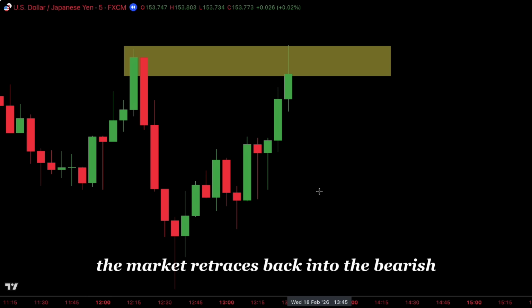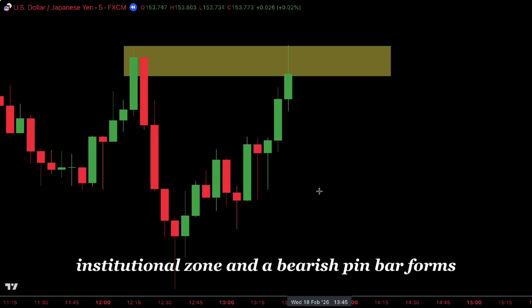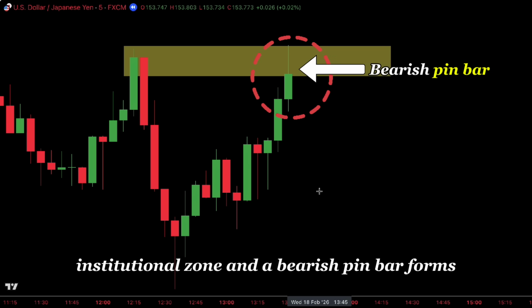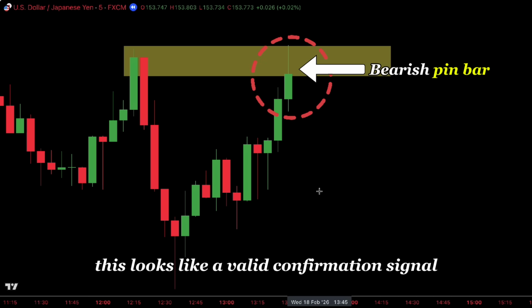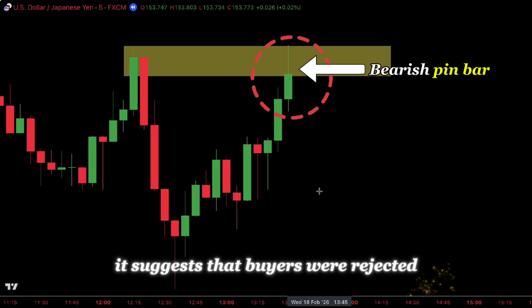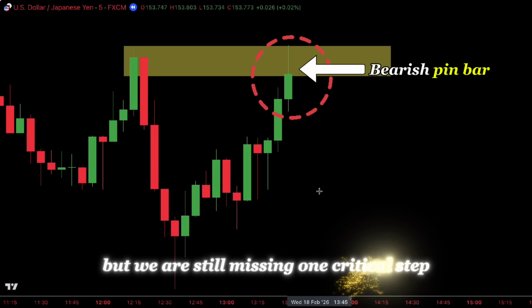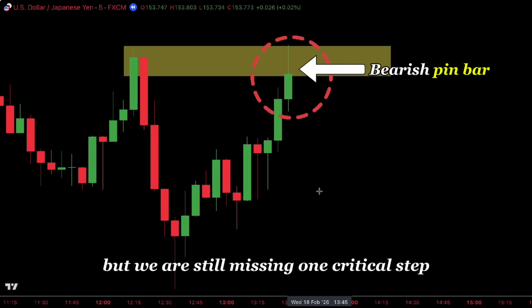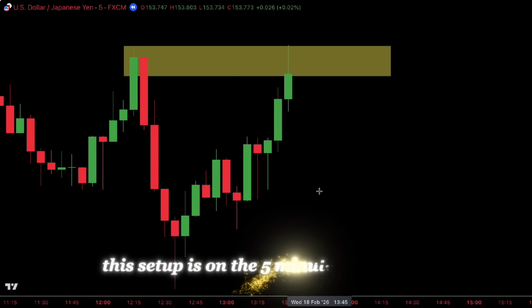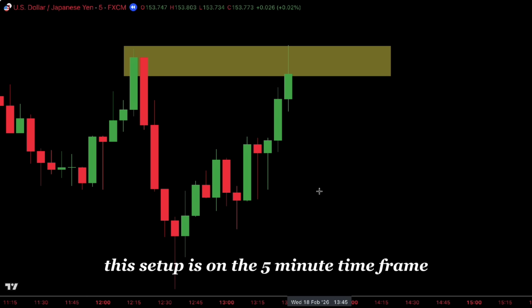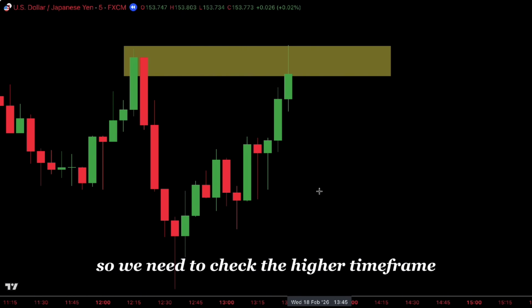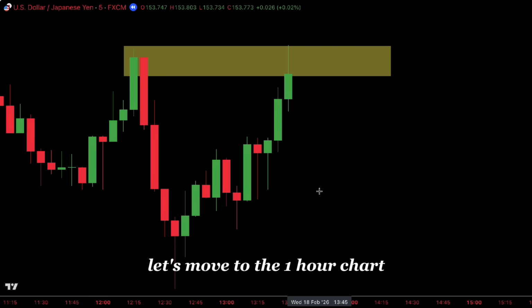The market retraces back into the bearish institutional zone, and a bearish pin bar forms. This looks like a valid confirmation signal. It suggests that buyers were rejected and that sellers may take control. But we are still missing one critical step: top-down analysis. This setup is on the 5-minute time frame, so we need to check the higher time frame. Let's move to the 1-hour chart.